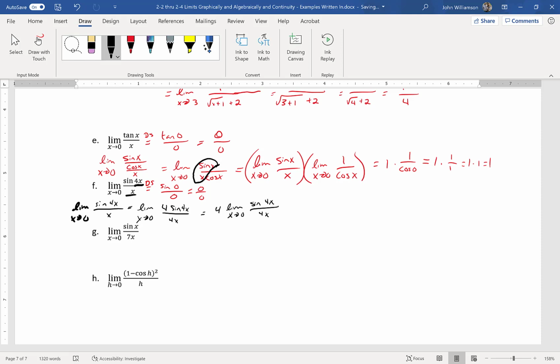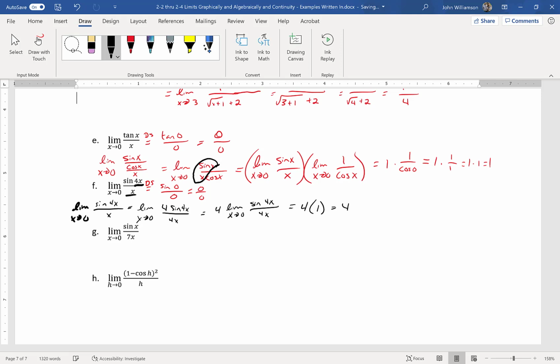Now I can use that special trig rule because it's the same in the numerator, or inside the sine in the denominator. So then it just becomes 4, limit as x is approaching 0, sine 4x over 4x, we know is 1 by our special trig function. So this is just 4 times 1, which then becomes 4.